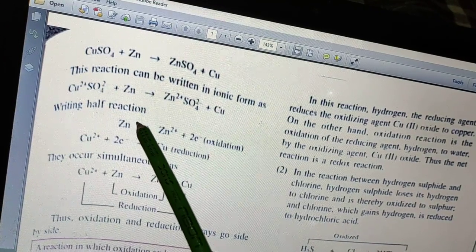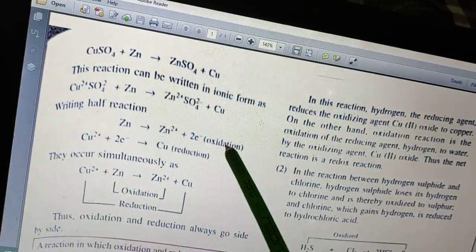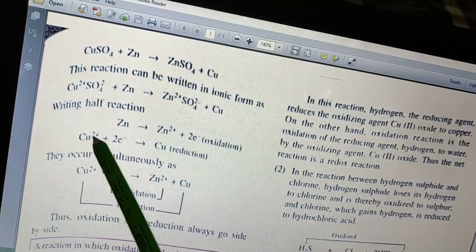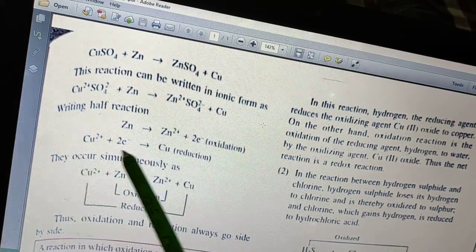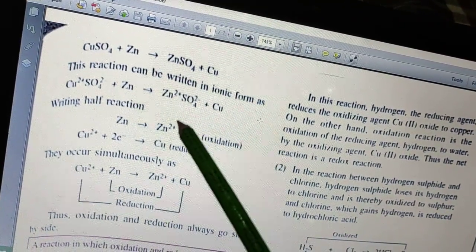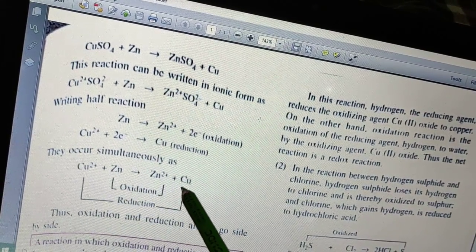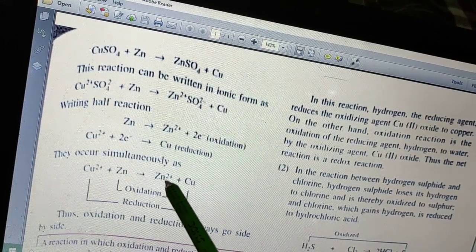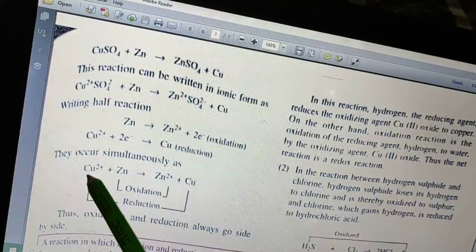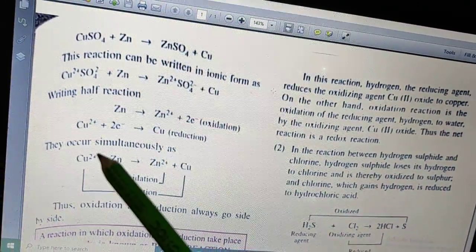When you write the half reactions, zinc loses 2 electrons to form Zn2+ ion, that is oxidation, loss of electron, and Cu2+ gains 2 electrons to form copper. This is reduction. So they occur simultaneously in the above reaction. By the combination of these two, we can write Cu2+ plus zinc giving you Zn2+ plus copper. From zinc to Zn2+ there is loss of electrons, so oxidation, and from Cu2+ to copper it is reduction.